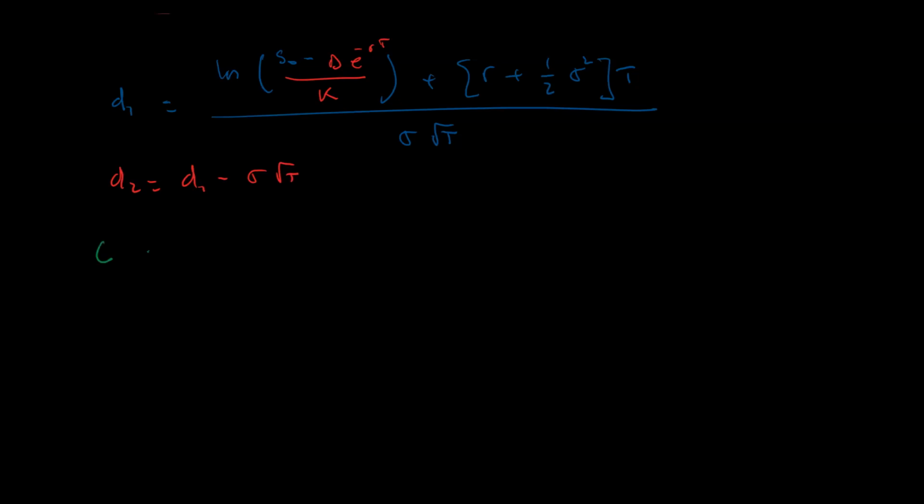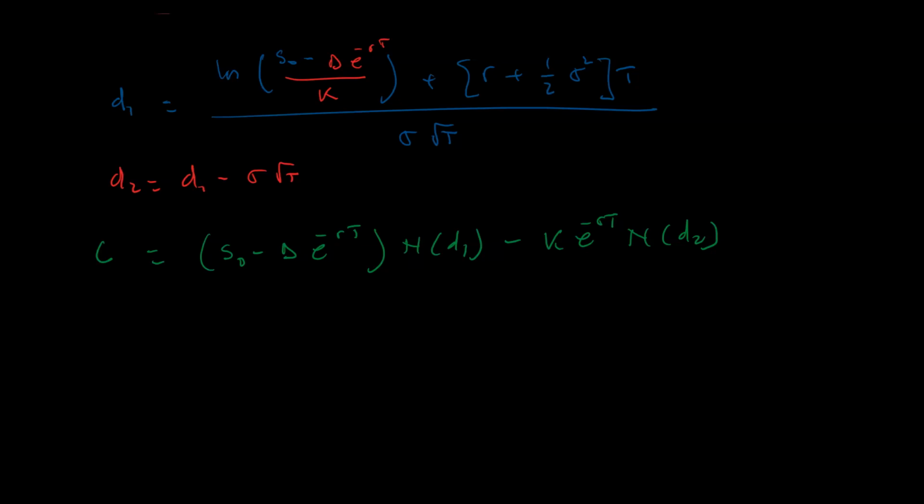And what else do you need? Your call option price would be equal to, remember that wherever we have S0, we need to correct that for the present value of the dividend. So it will be S0 minus D, present value of the dividend, multiplied by N(d1), and then we subtract the present value of the strike, there's no S0 here, multiplied by N(d2). And that's the correction that would need to happen.